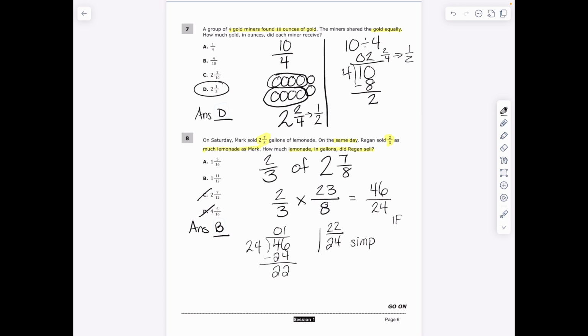All right, and I can figure out what's another common factor. Like, how can I divide 22 and 24? Well, they both have 2 as a factor. So I'm going to divide it by 2 over 2, and I get 11 twelfths. So my answer is 1 and 11 twelfths.